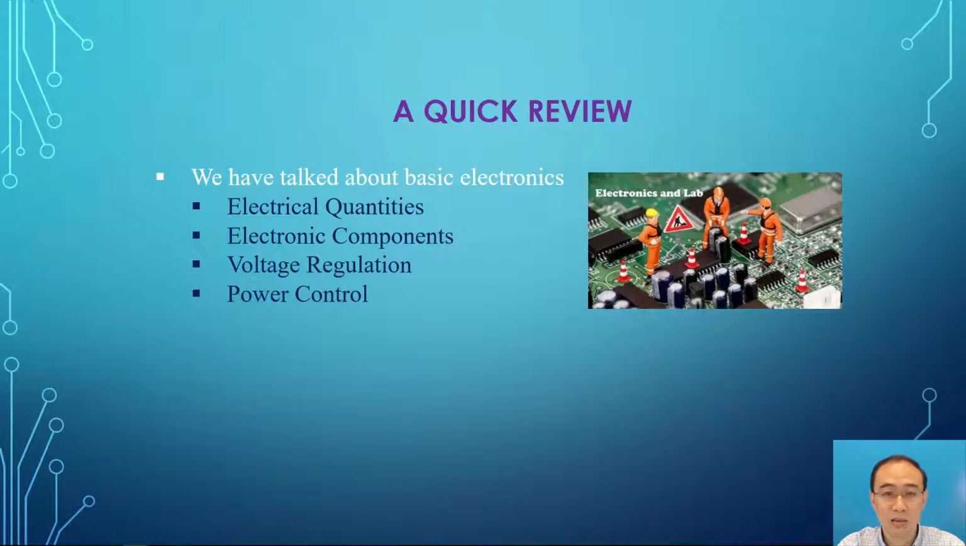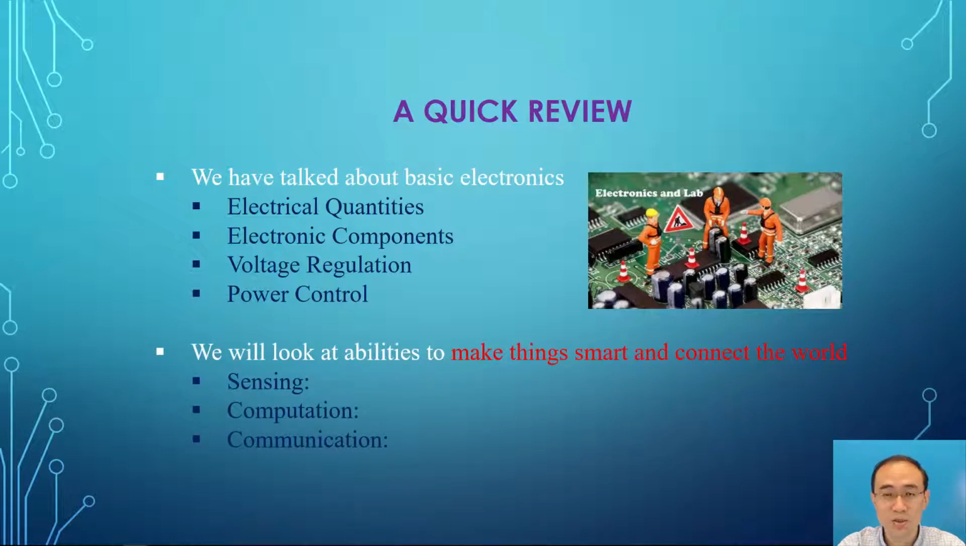From this lecture on, we will be focusing on the abilities that can make things smart and connect the world. There are three abilities we will introduce, namely sensing, which is the ability to collect information from the environment, computation power, which is the ability to process information, and communication, which is the ability to exchange information or to connect the world.